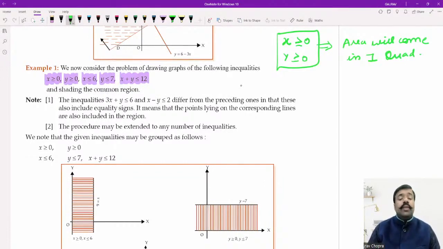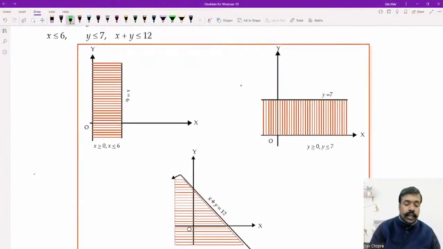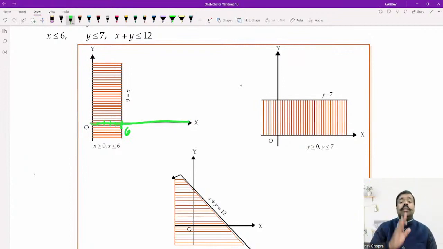Now, within the first quadrant, we are given the next condition that x should be less than or equal to 6. So there is a limit of 6. If this is the x-axis, we can mark 1, 2, 3, 4, 5, and 6. This is the 6. At this point, we have to draw a line which is parallel to the y-axis. So that is the line for x equal to 6.